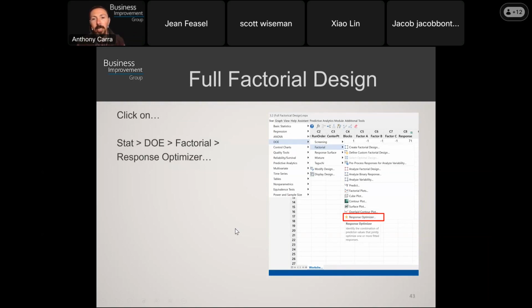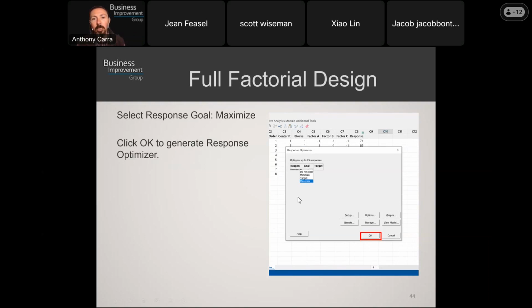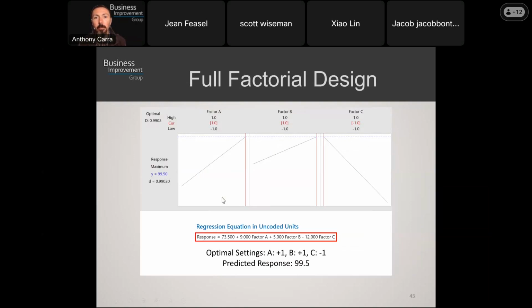We click that to get a dialog box. And as I mentioned before, we need to determine our goal, and our goal in this case was to maximize. You also have the option to minimize or to set some target, some range, or some specific value that you want to achieve. So we go ahead and click OK once we select maximize. And what we see here is the outcome. And it will automatically give you the optimization.